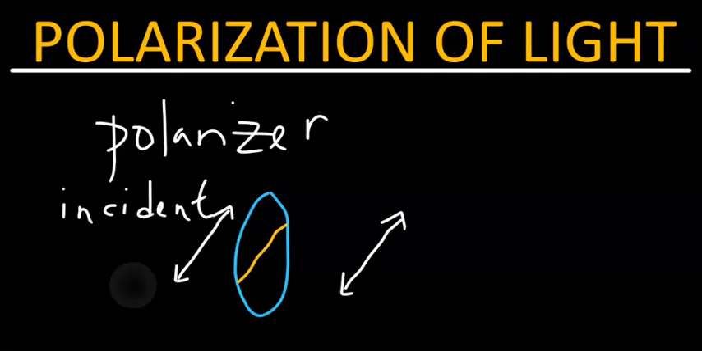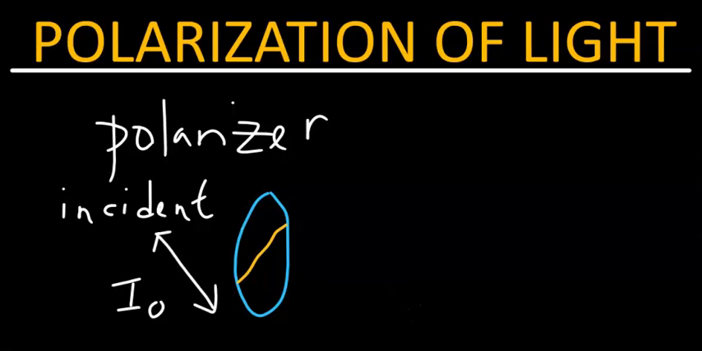So that means if the incident light has an intensity of I0, that transmitted light will also have an intensity I0, 100% transmission. However, if the incident light is polarized perpendicularly to the direction of that polarizing axis, there will be zero transmission on the other side.